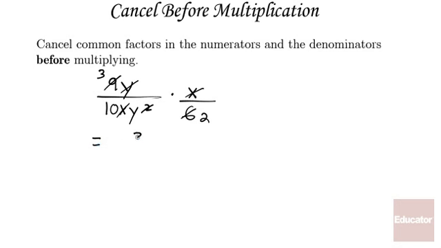What's left is just a 3 over 10 times 2, and a y. Multiply that out, gives me 3 over 20y. Therefore, by canceling before multiplying, the multiplication is much easier because it's smaller numbers, variables that are raised to lower powers.